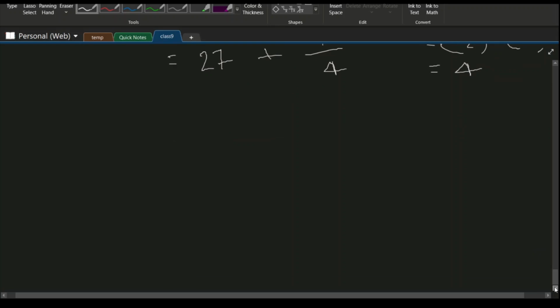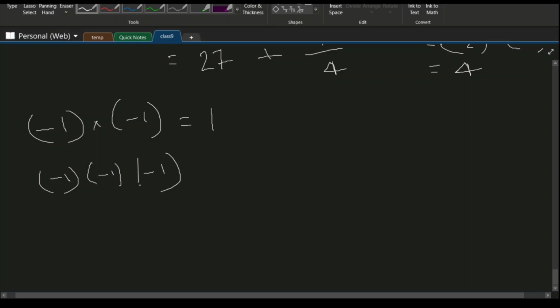Now it's important to understand this product of negative numbers, right? So let's see, if I have -1 times -1, what do we have? What is the answer here? It's a positive 1. But if I write -1 and multiply it 3 times, then what is the answer? -1. Negative 1.